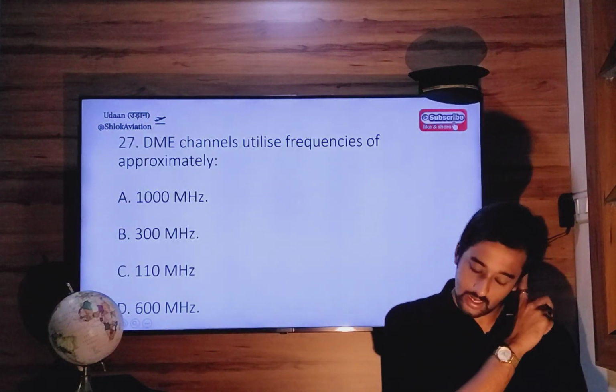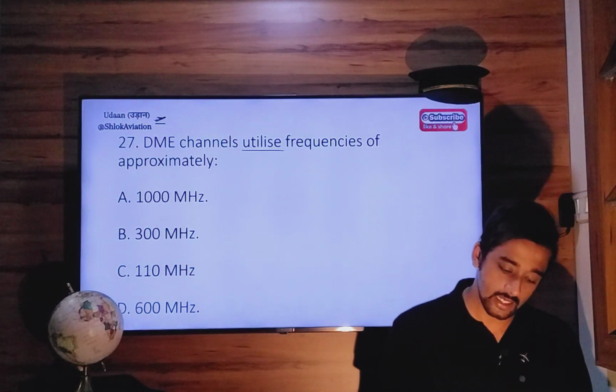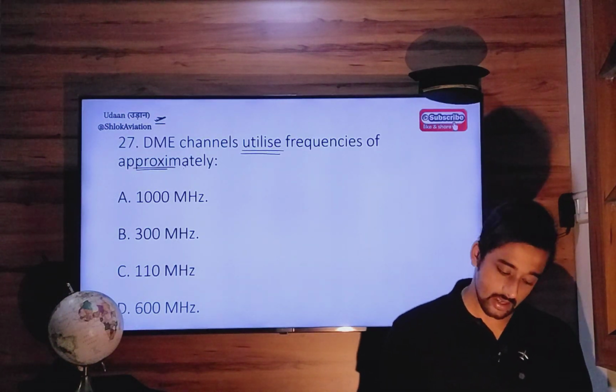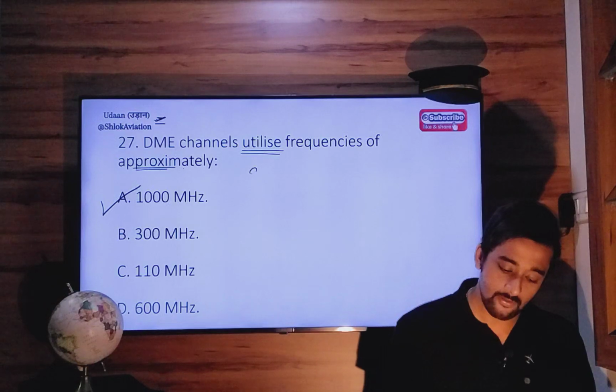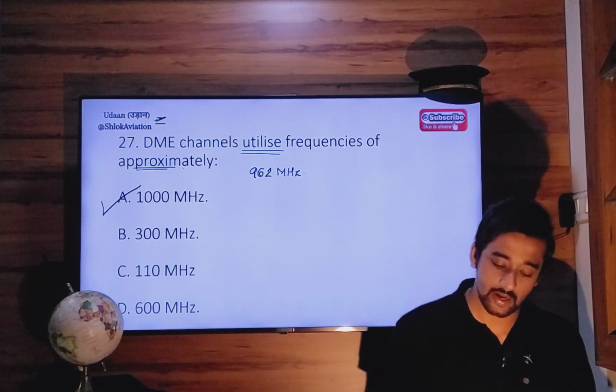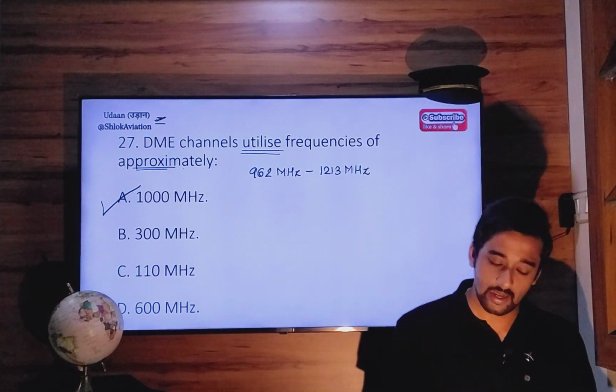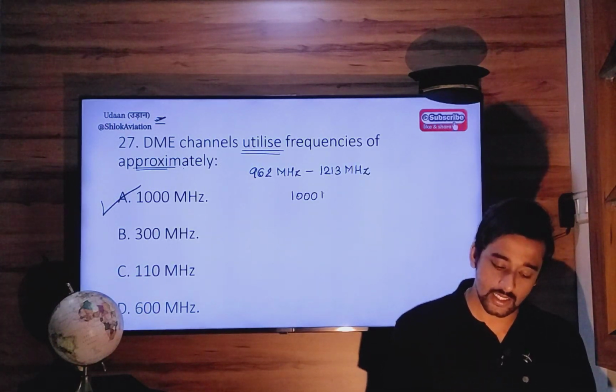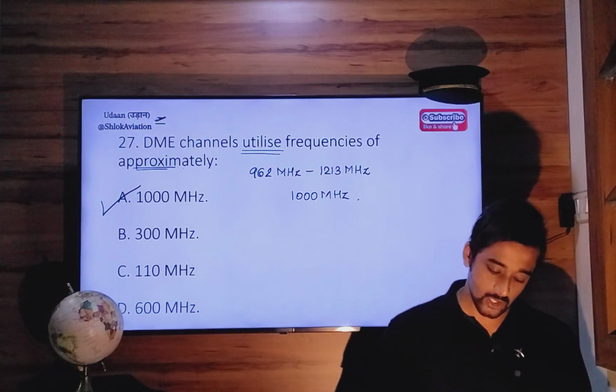Question 27. DME channels utilize frequencies of approximately 1000 megahertz. So the DME frequency band is approximately 960 to 1213 megahertz. So on average 1000 megahertz is the frequency. So the correct option is option Alpha.